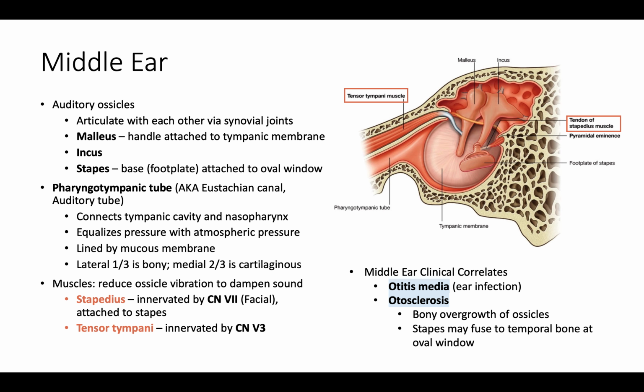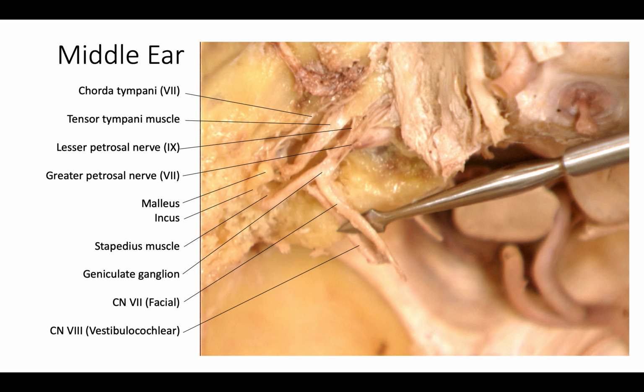Muscles reducing ossicle vibrations to dampen sound are the stapedius and tensor tympani. So the stapedius is innervated by cranial nerve 7, which is facial, and then tensor tympani is innervated by cranial nerve V3. Okay, so you can look at this and review the gross anatomy.